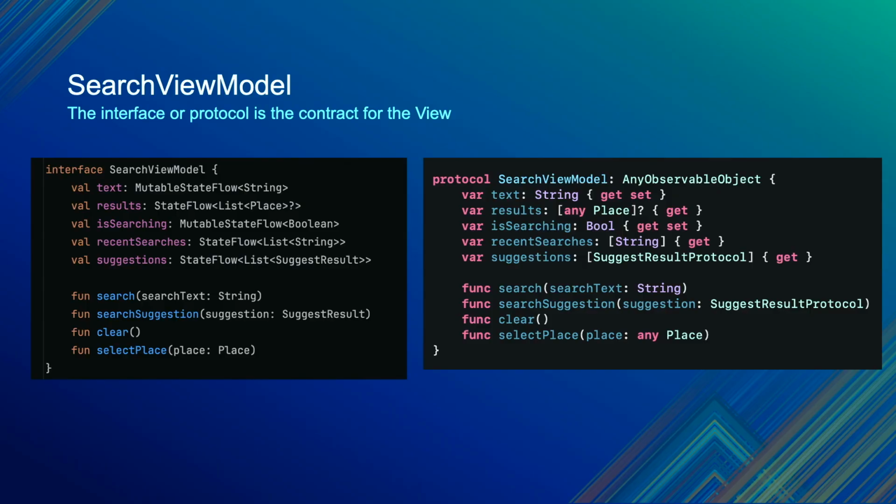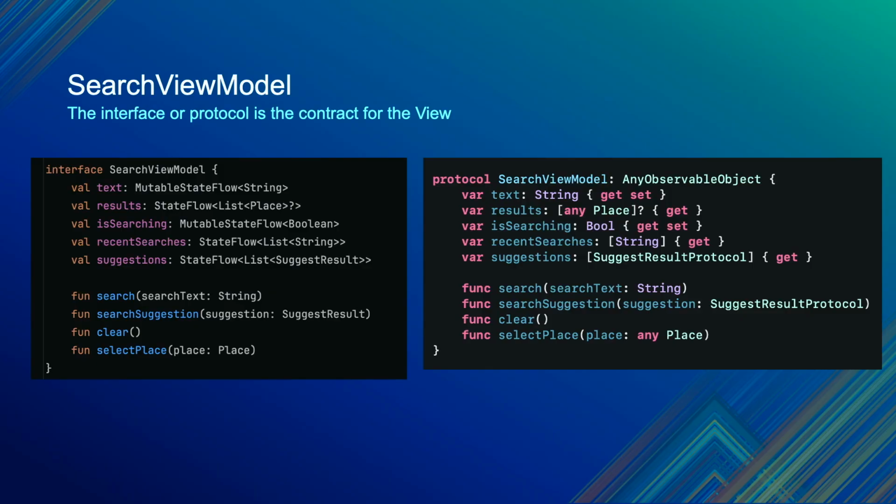Okay, so if you look at the examples here, you can see the text, right? There's a property called text. On the Kotlin side, it's a mutable state flow, and on the Swift side, it's a mutable string. The text is what I was typing in the search, like you could type in pizza or whatever. That's where that's going to come from. And then you see the results. So after a search is complete, we've got a state flow that returns a list of places.